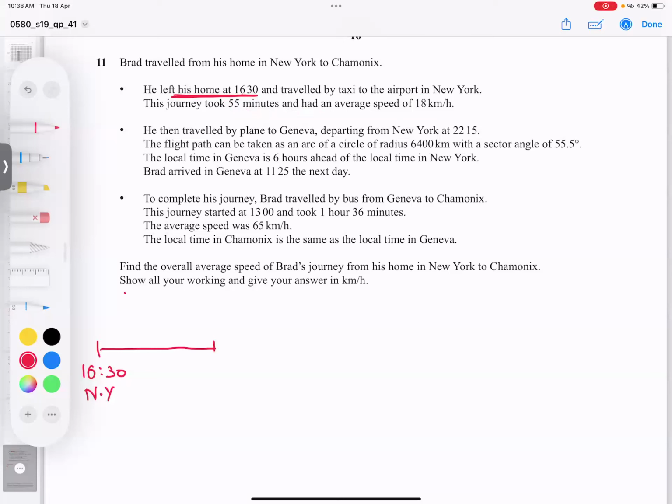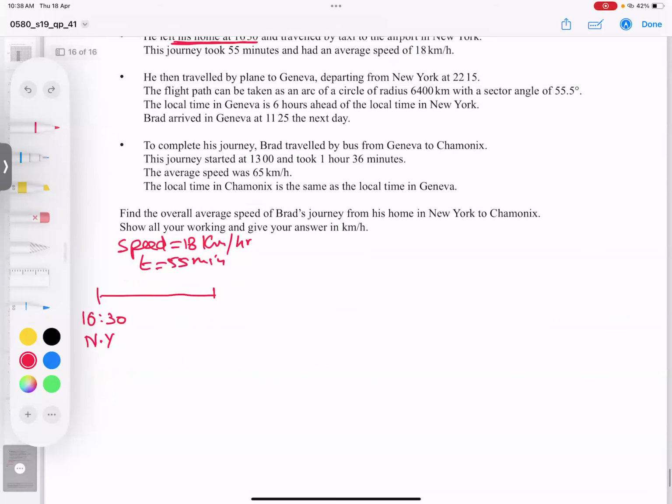So it means the speed is 18 kilometers per hour, and the time is 55 minutes. The problem is that the speed is given in hours and the time is only in minutes. I can find this distance easily. The distance formula is speed multiplied by time. Speed is 18 and time is 55, but 55 minutes is not acceptable, so we convert it into hours: 55 divided by 60. Why do I divide by 60? Because of minutes to hours conversion.